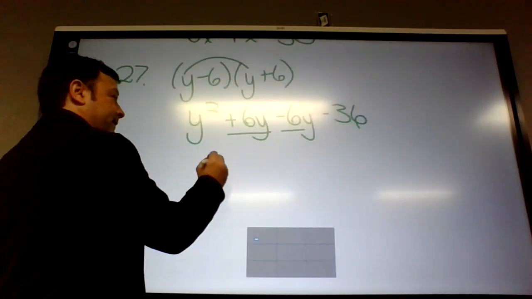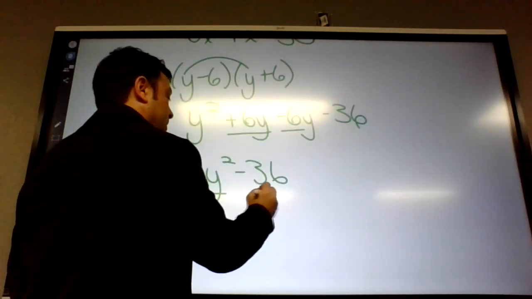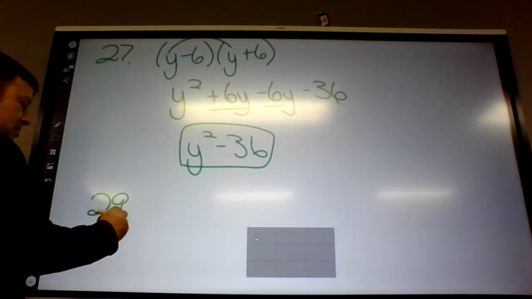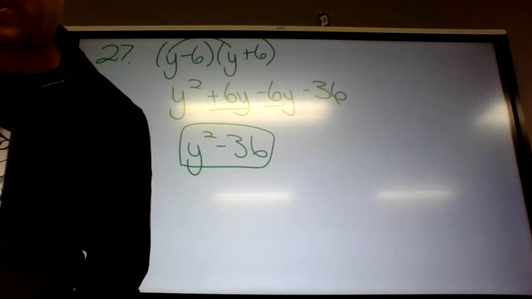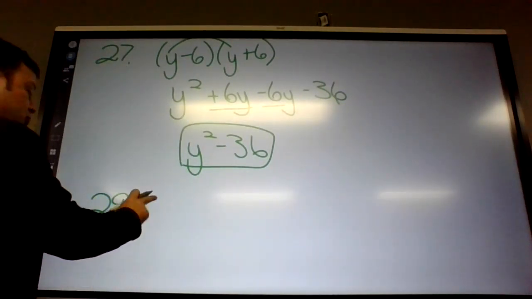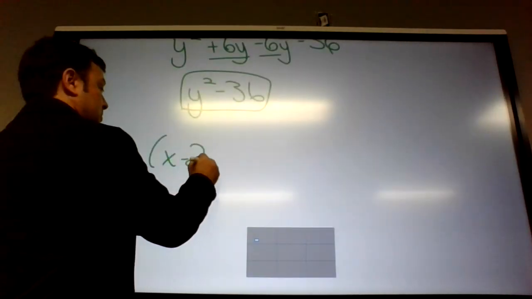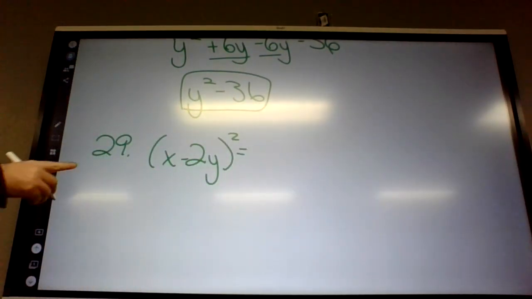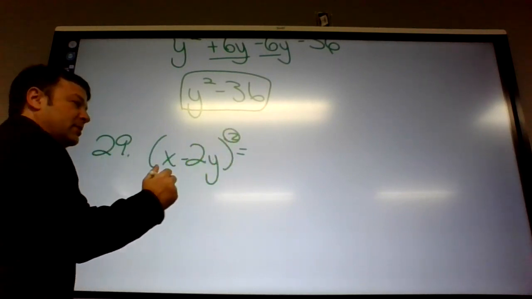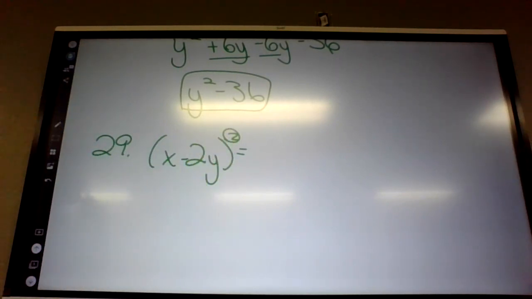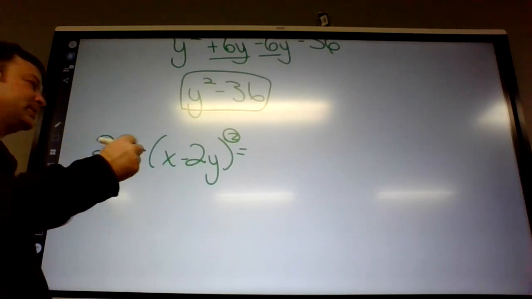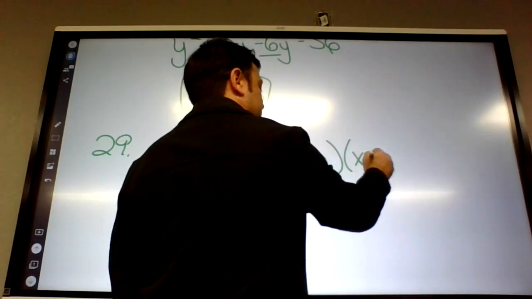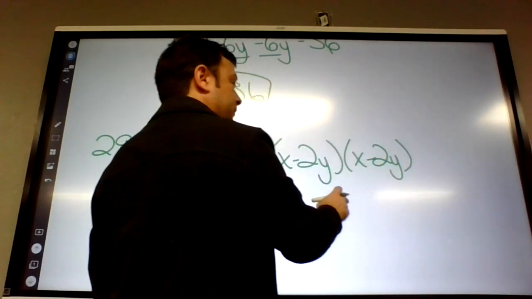Right. Y squared. Good job. All right. Let's see. Do you remember what happens when there's a little square up here in the corner? It just makes two of them. So we got to do this one times itself. So it's still a FOIL problem.